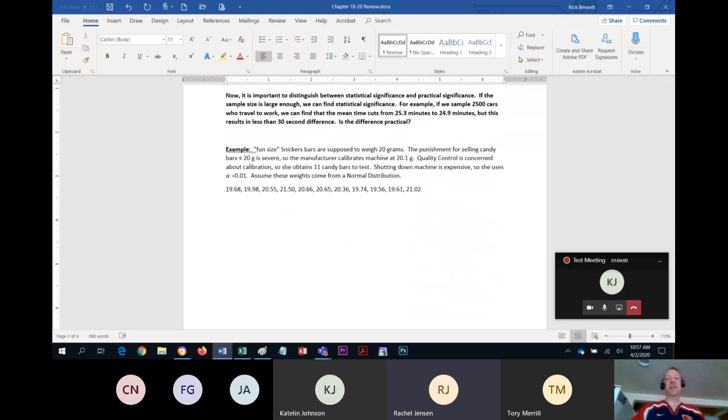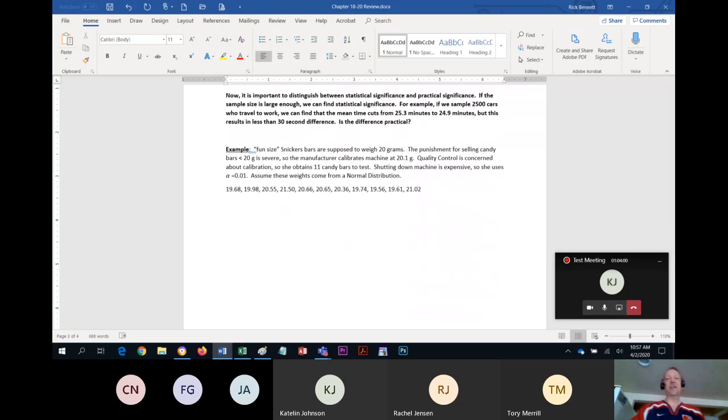Is mu equals 20? Mu equals 20, more Jeopardy. That was a question, not a confident answer. Okay, and the alternative? Mu is less than 20? Mu is less than 20, and you said less than because? Because it says they're worried about calibration. Yeah, we definitely don't want to be below 20.